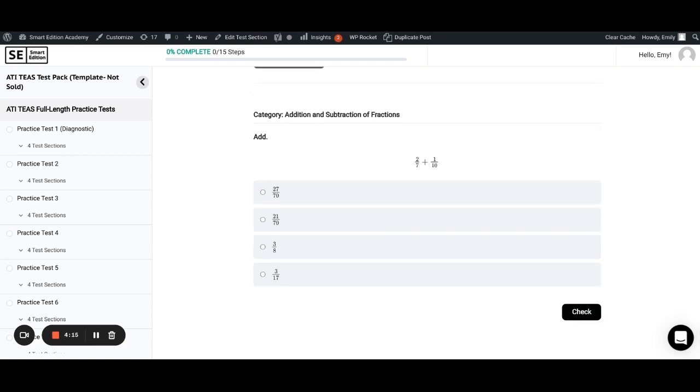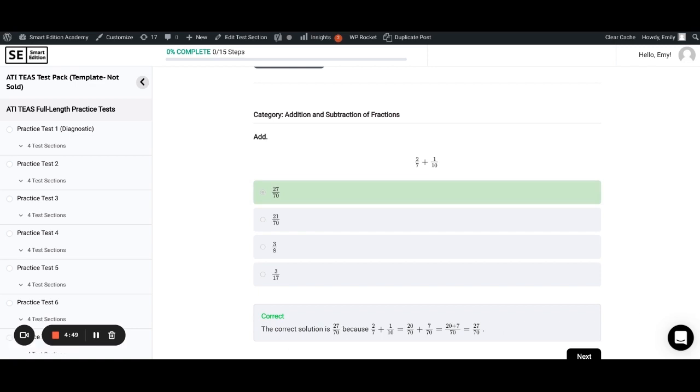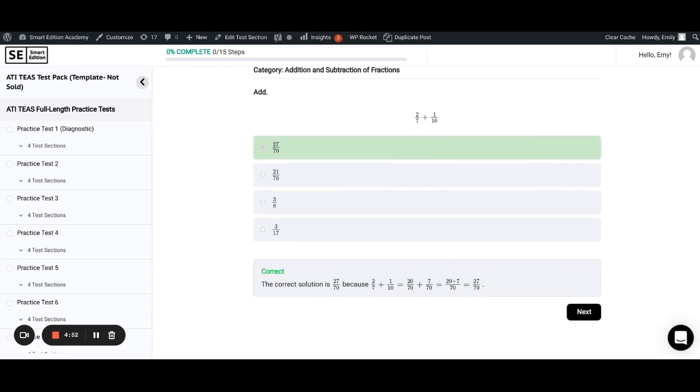Okay, this is addition and subtraction of fractions. The problem is asking you to add 2 over 7 and 1 over 10. The correct answer is A, 27 over 70. And here is the math.